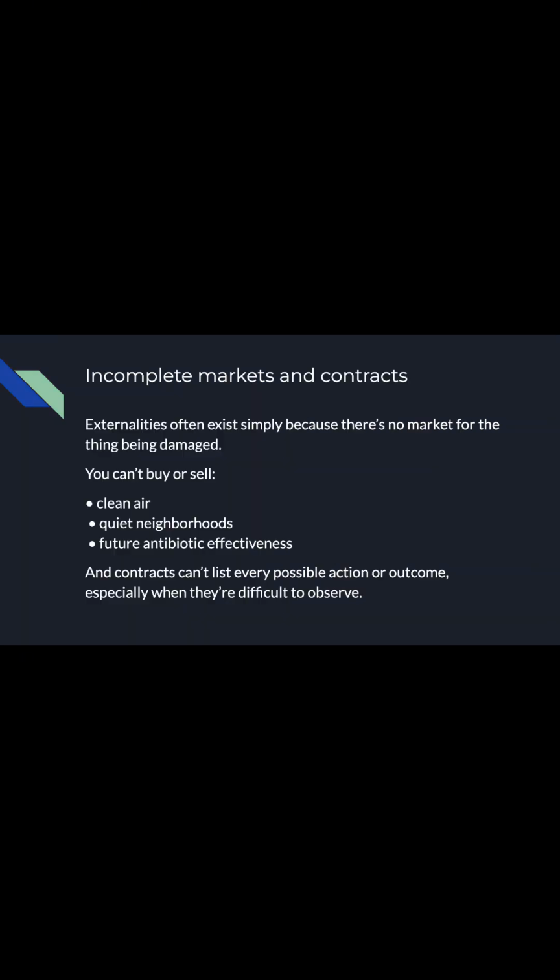Then we have missing markets and incomplete contracts. Externalities often exist simply because there's no market for the thing being demanded. It's like you can't buy or sell things like noise levels or the effectiveness of a drug. And contracts can't list every possible action or outcome, especially when they're difficult to observe. This is where the MSC and MPC curves diverge, and the market doesn't have any mechanism to connect buyers or sellers over these missing pieces.